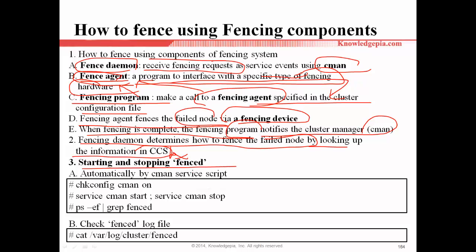Starting and stopping fence: it is started automatically by the CMAN service. You can start the cluster manager service with service cman start. If CMAN starts successfully, the cluster manager will start the fence daemon. Using the command ps | grep fence, you can check whether this daemon is running. If you want to check the fence log, normally the fence daemon's log is saved in /var/log/cluster/fenced.log.